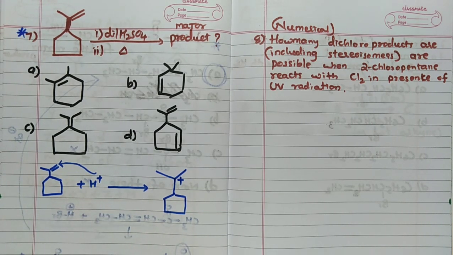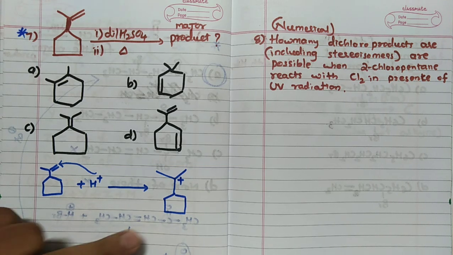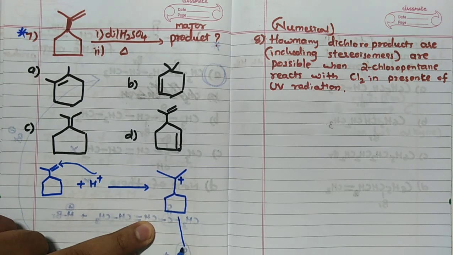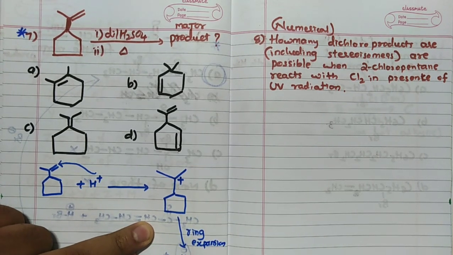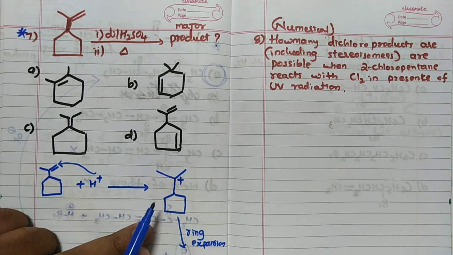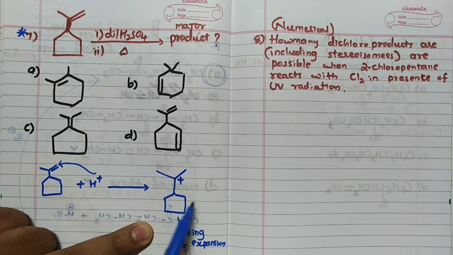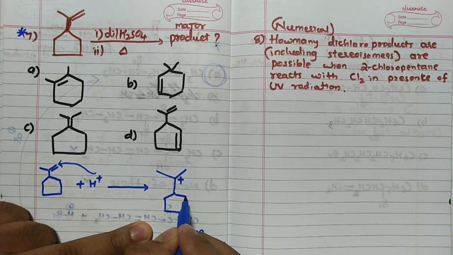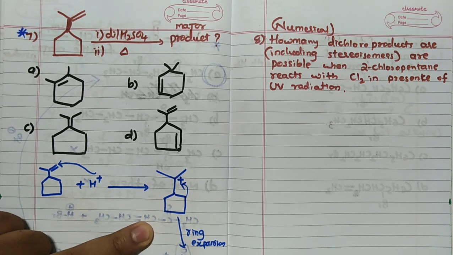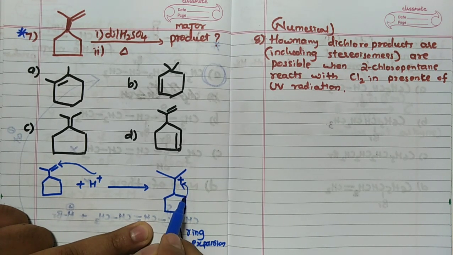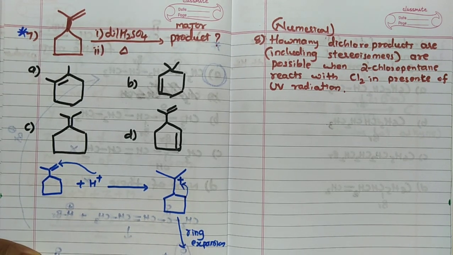Now what happens? This step is very important. Now what happens is, remember, ring expansion. Ring expansion, that is very important. When you have to do ring expansion, whenever you will see, this carbon will form a bond with this carbon. Right? So this positive charge will shift to this carbon, and this 5-membered ring becomes 6-membered. That is called ring expansion.